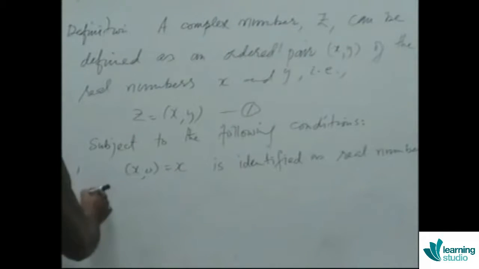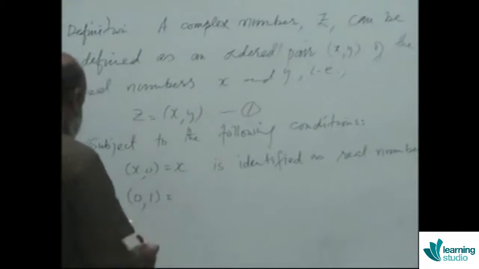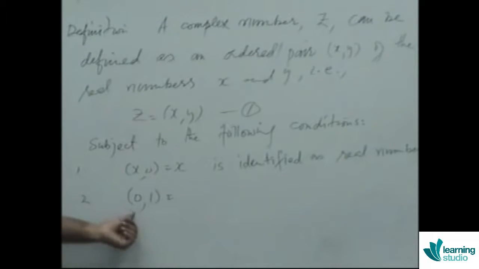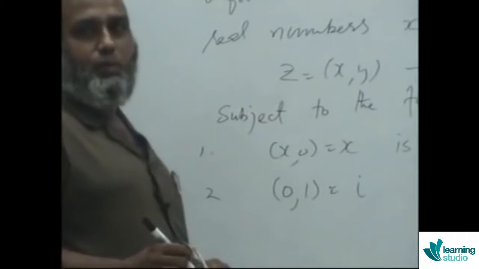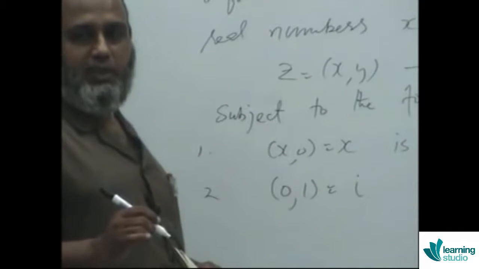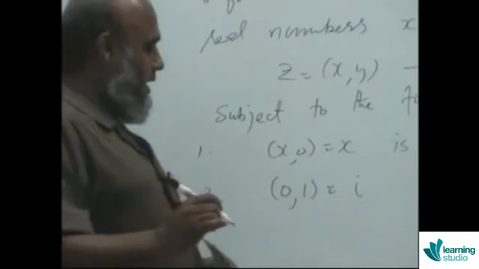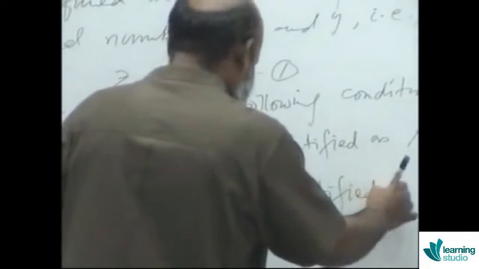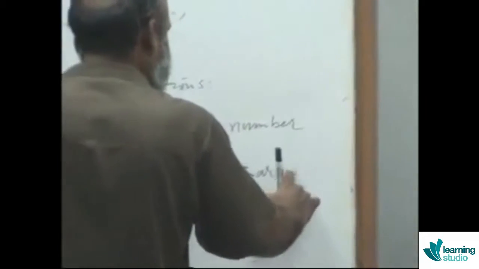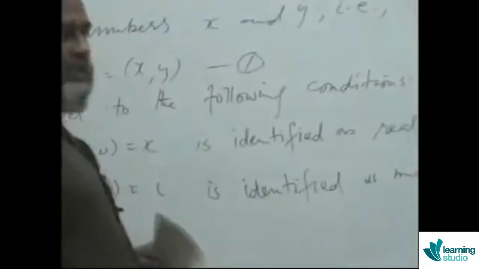Okay. And if we have this type of ordered pair in which the first component is 0 and the second component is 1, this is considered to be iota, the imaginary unit. This ordered pair is identified as the imaginary unit rather than a number. It is the imaginary unit.